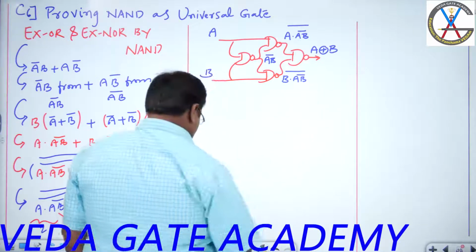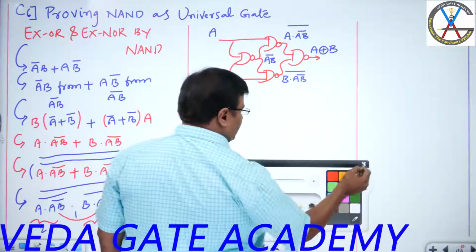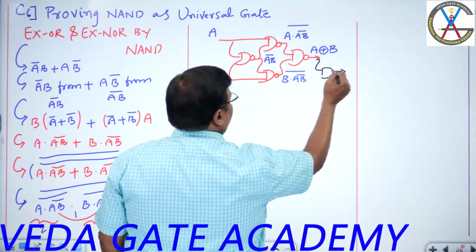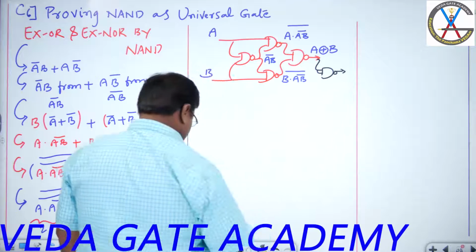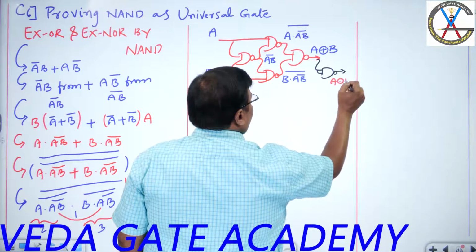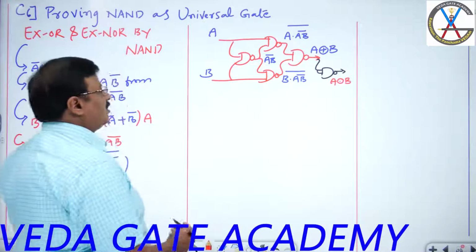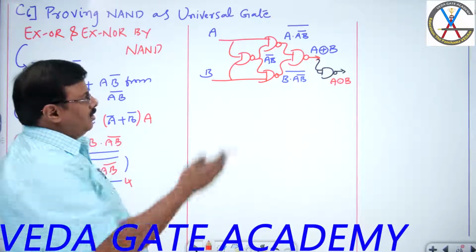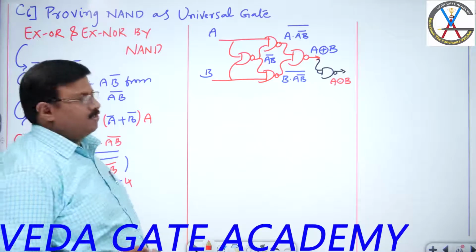So, inversion to that, A XNOR B, inversion to this. So, here you get A XNOR B. So, XOR and XNOR both are ready. Using 4 gates we got XOR operation. Using 5 gates we got XNOR operation.